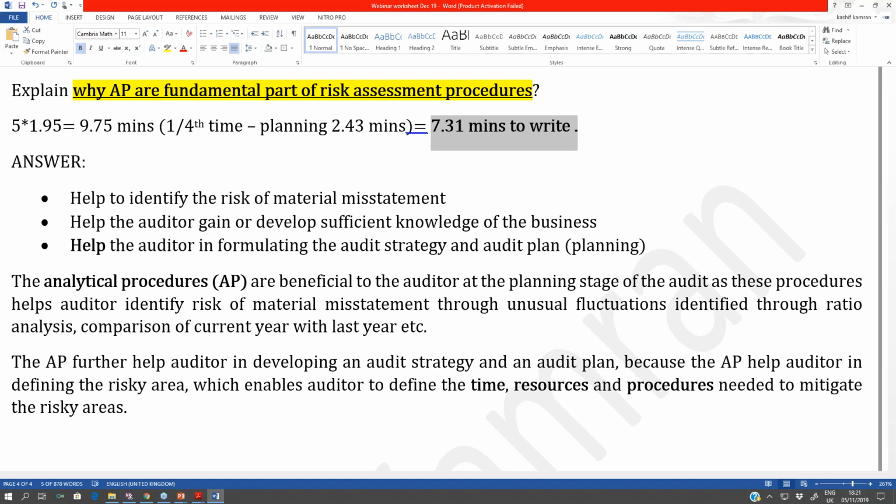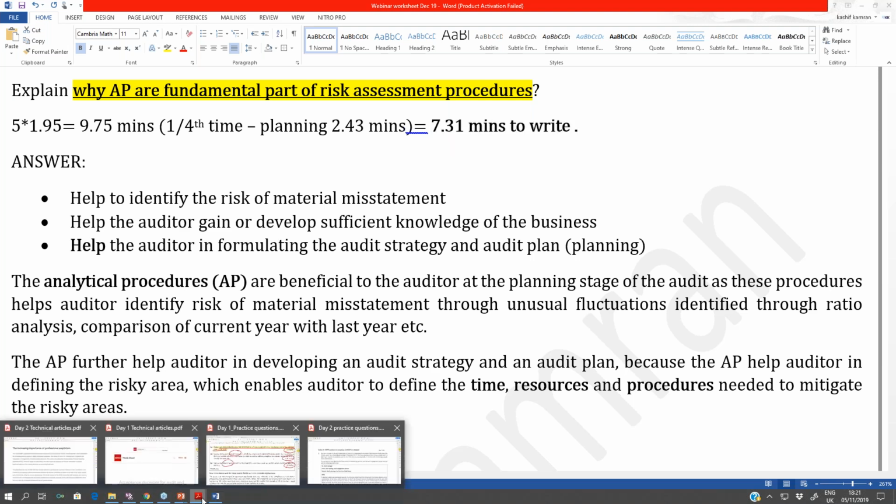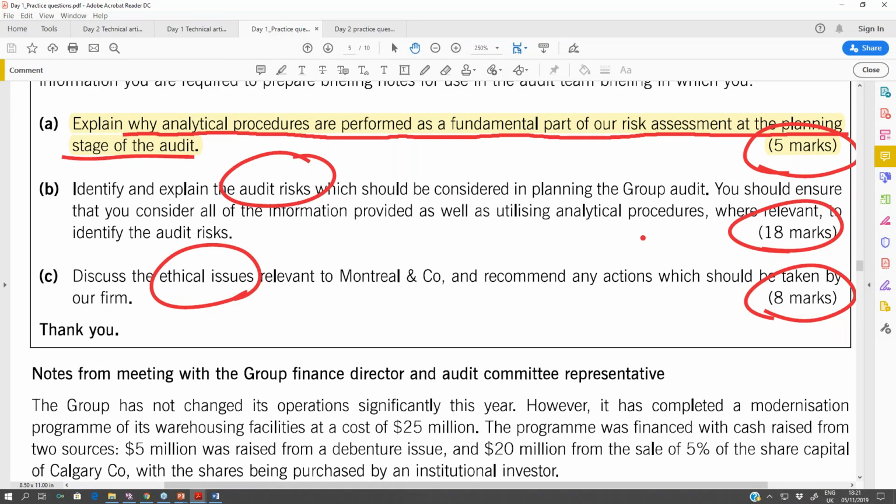So that is now done with the June 16 paper. The June 16 paper was asking us, explain why analytical procedures are performed as a fundamental part of risk assessment procedures. And I've given you the answer for that. They're performed as a fundamental part of risk assessment procedures because they help us to identify the risky areas, they help us to gain knowledge of the business, and they really help us to devise an audit strategy and an audit plan. So that is a 5 marks answer constructed from the June 16 question number 1.